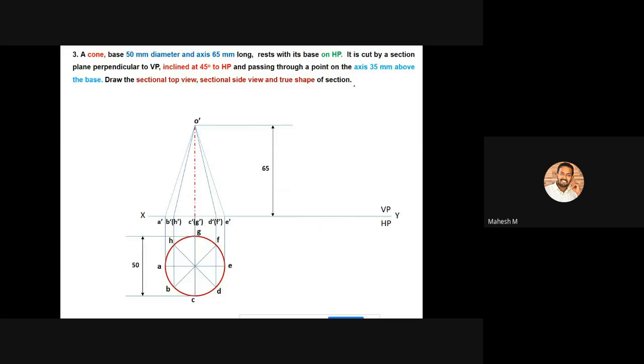Okay, then you can create a point that is 35 mm from the base. So this particular point is 35 mm above from the base. Okay, now you can create your sectional plane with an angle of 45 degree. So here the angle is 45 degree to HP. So you can create your section plane with an angle of 45 degree.